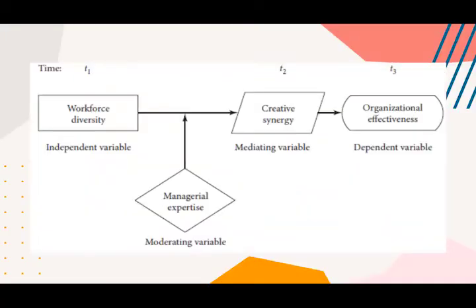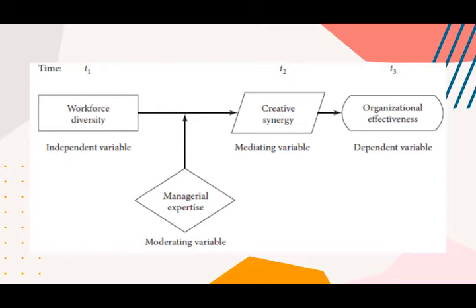Another example, shown in this flowchart: the independent variable is the workforce diversity. Managerial expertise is the moderating variable, which influences the relationship between the independent variable and the mediating variable. The mediating variable is creative synergy, which influences the dependent variable, the organizational effectiveness. So, the independent variable helps to explain the variance in the dependent variable.